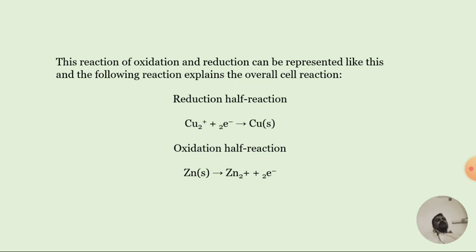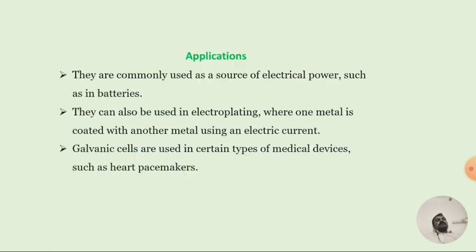This oxidation reaction can be represented like this. The following reaction explains that copper 2 plus absorbs 2 electrons and gets reduced to copper. Another one is the oxidation reaction: zinc gives up electrons, forming zinc 2 plus with the removal of 2 electrons. This is the other half reaction.